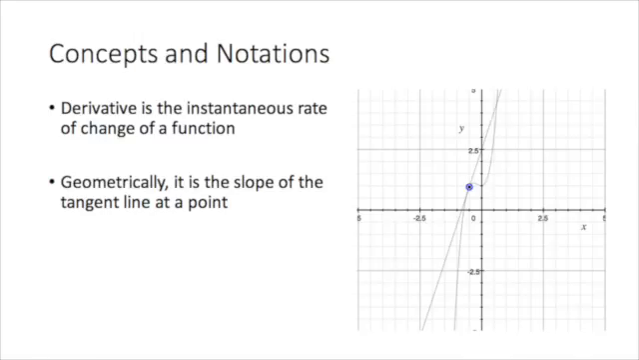So what are the concepts and notations? A quick refresh. Everyone knows from calculus that the derivative is the instantaneous rate of change of a function. And geometrically, this will be the slope of the tangent line at a point, as you can see in this graph.